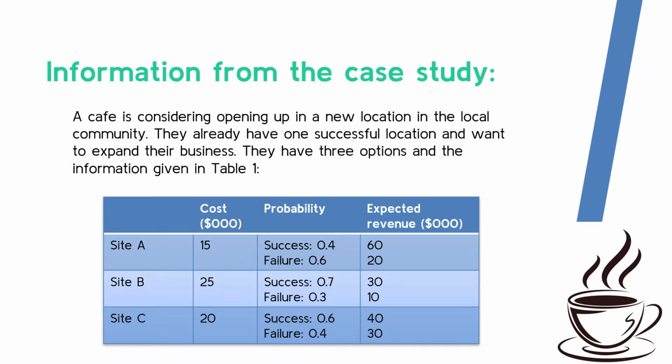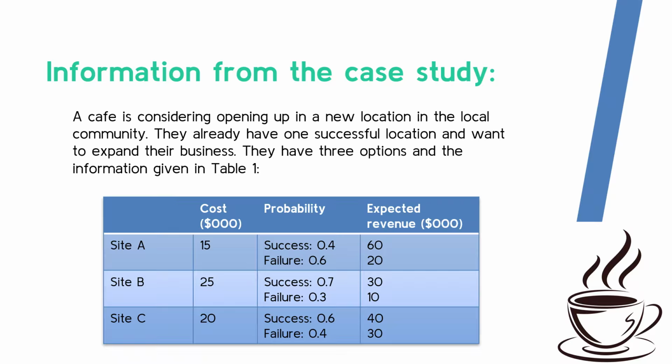Next up, you are given the probabilities. Here you can see you are given the probabilities for success and failure. In more complex questions, you might have success, moderate success, and failure. You're also given the likelihood of each of those happening. For site A, the probability of success is 0.4 or 40%. If you notice, each option must add up to 1. In A, 0.4 for success plus 0.6 for failure equals 1.